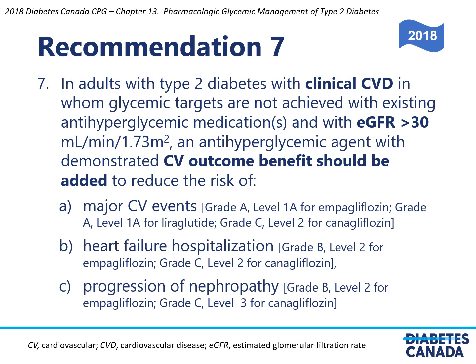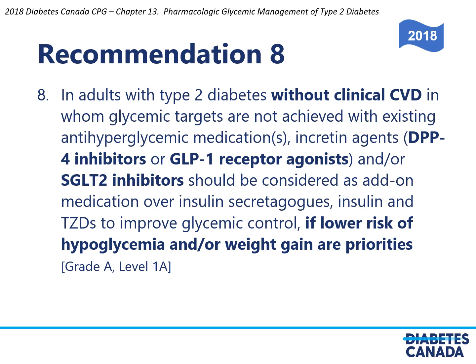Recommendation 7, in adults with type 2 diabetes with clinical cardiovascular disease in whom glycemic targets are not achieved with existing antihyperglycemic medications and with an eGFR greater than 30 milliliters per minute, an antihyperglycemic agent with demonstrated cardiovascular outcome benefit should be added to reduce the risk of major cardiovascular events: Grade A Level 1A for empagliflozin, Grade A Level 1A for liraglutide, Grade C Level 2 for canagliflozin; heart failure hospitalization: Grade B Level 2 for empagliflozin, Grade C Level 2 for canagliflozin; and progression of nephropathy: Grade B Level 2 for empagliflozin, Grade C Level 3 for canagliflozin.